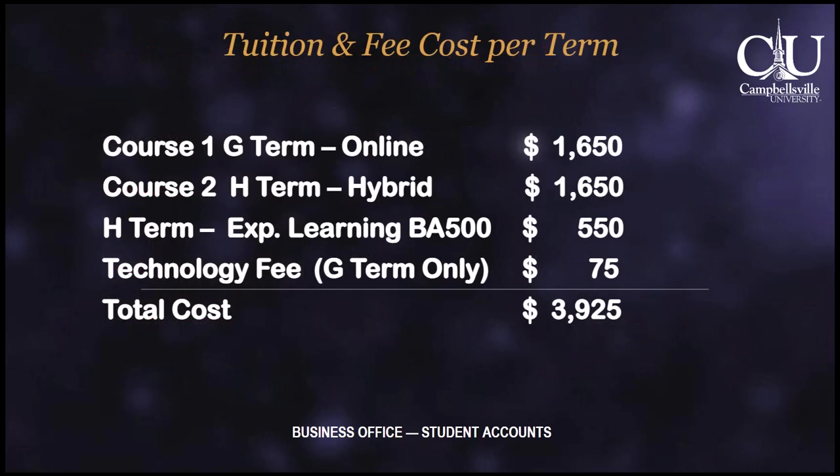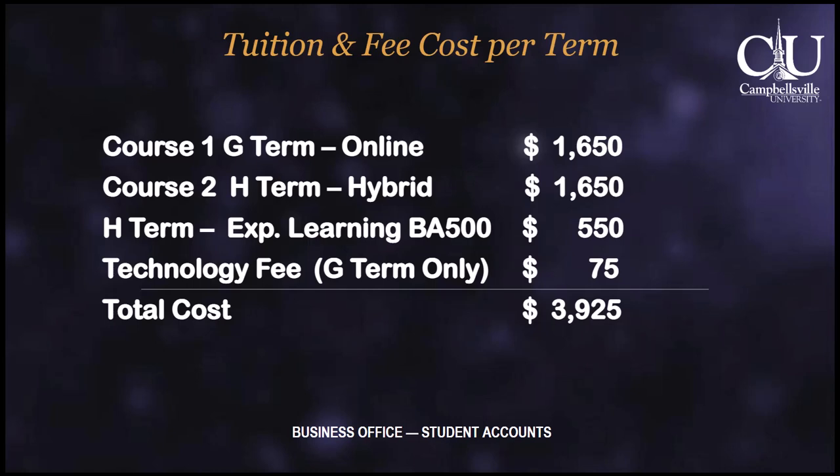Now let's move on to your actual cost of tuition. At each registration period, students will be enrolled in 2 courses along with an experiential learning BA 500 course. These courses are taken in 2 terms, a G term and an H term. Your G term is 8 weeks in length and is completely online. The H term is 16 weeks in length and is hybrid, meaning both online and in person.